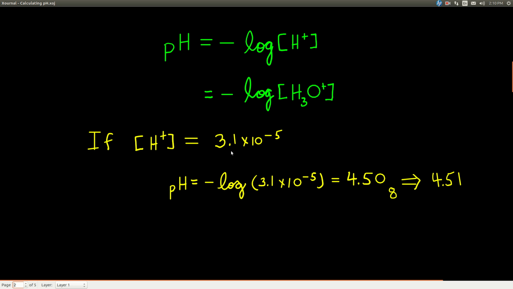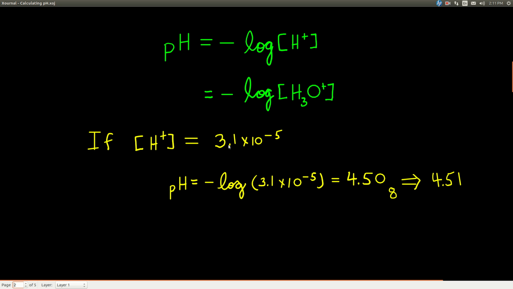So let's say, for example, the concentration of hydrogen ion is 3.1 times 10 to the minus fifth. Now you're going to have to use your calculator instead of just looking at it and getting the pH. We know it should be about 5, and we know it should be less than 5 because if this number is bigger than 1, that means the concentration of hydrogen ion is a little bit greater than 1 times 10 to the minus fifth. And remember, the greater the hydrogen ion concentration, the lower the pH.